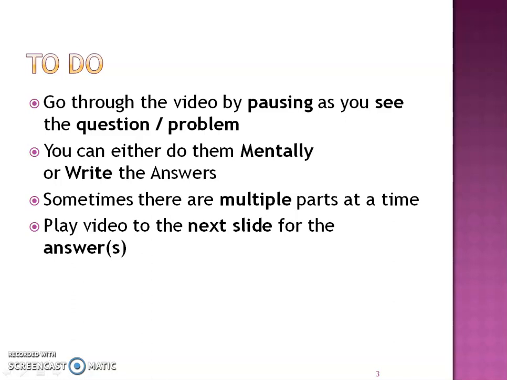You're going to go through the video by pausing when you see the question or the problem. You can either mentally or write down the answers. Some of them, again, have multiple parts. Then you're going to continue playing the video to see the answer. And at that point, again, you're going to pause, read the answer, either, again, mentally figure out if your answer was correct or compare it to what you wrote down.